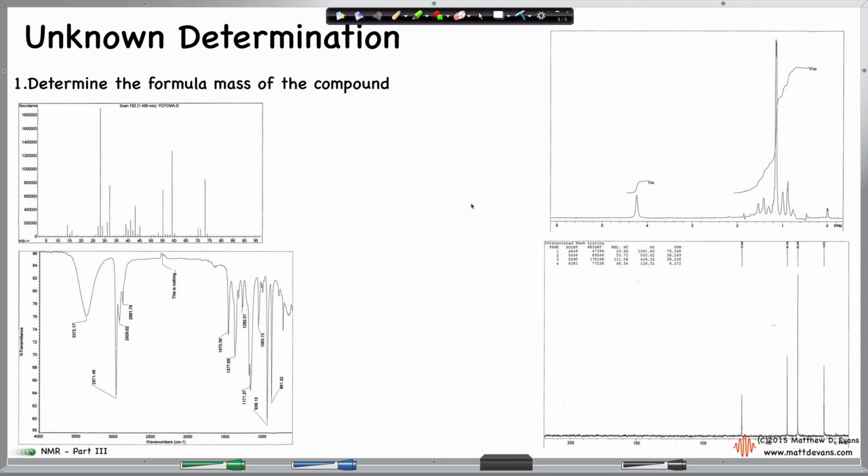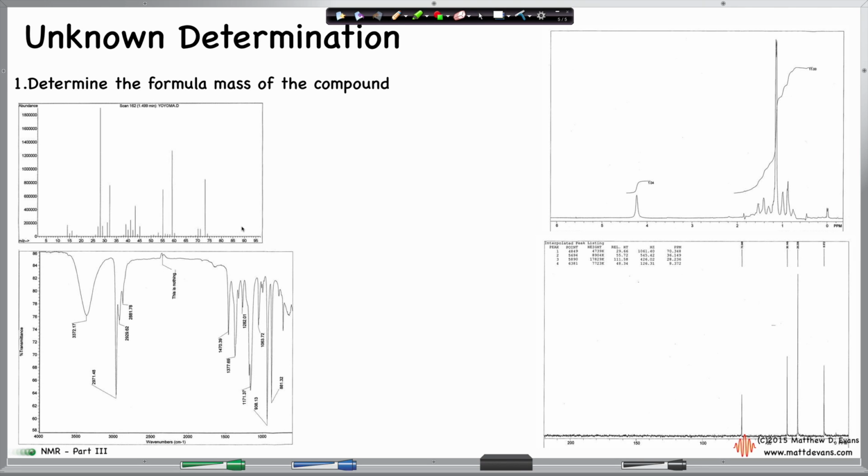All right, I'm re-recording this problem for the 3rd time because I finally discovered what the problem was on this problem. But this is another sample problem where we're going to get a chance to figure out the structure of this unknown determination. We're going to start by determining the formula mass of the compound.